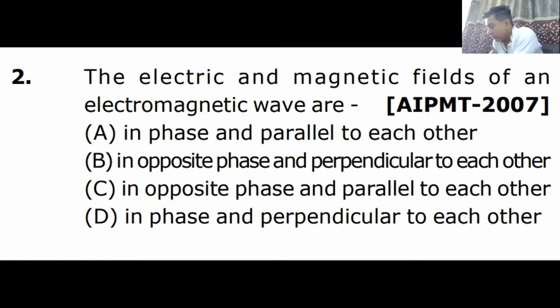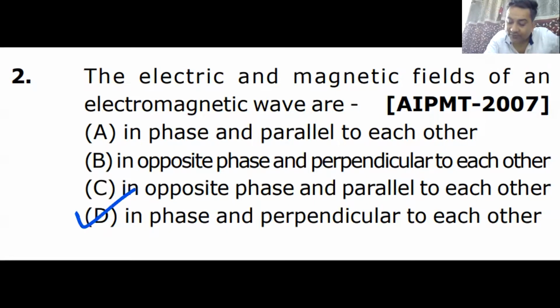Let me take one or two questions from the previous years as well. Electric and magnetic fields of an electromagnetic wave are in phase and perpendicular to each other. Is it B or D, sir? Yes, sir. You are correct, sir. Okay, thank God I am correct. Do we understand this? Yes or no? Okay, beta. Please don't forget it.